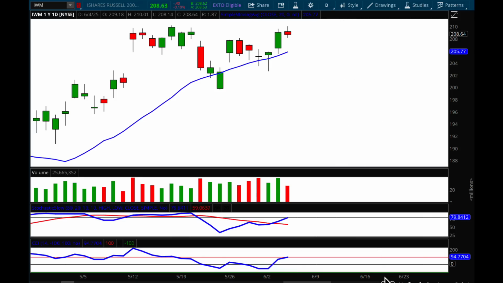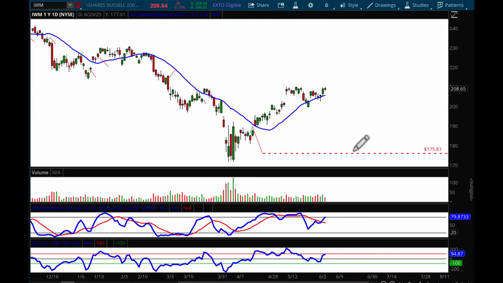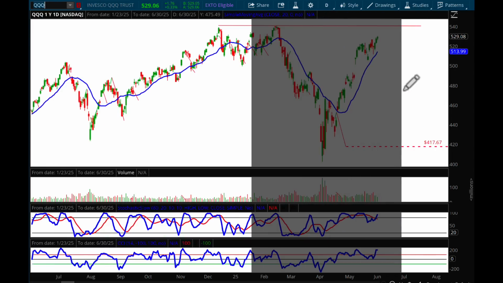So I still have my downside targets in place. I don't really have to go through each and every one of them because they're not moving. See the dotted line right down there, 175.81, going back to DIA. I guess I'll repeat it in case anyone missed it. 368.12.